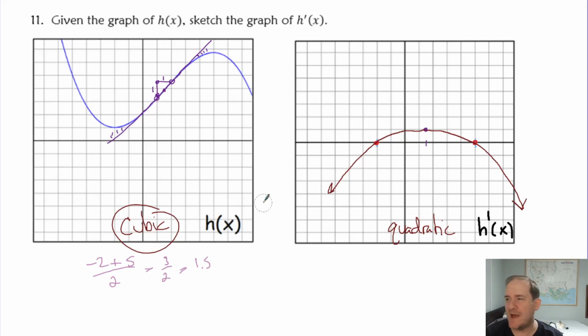And I'd be perfectly happy if that's all you did. If you plotted the 2 zeros and roughed in where the maximum value would be, and if you sketched a parabola because you knew that the derivative had to be quadratic, that'd be great. Let's do 12.